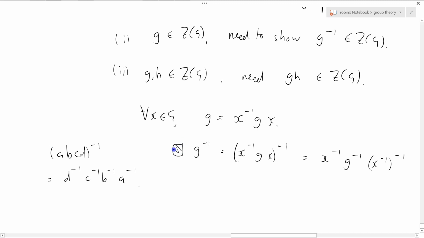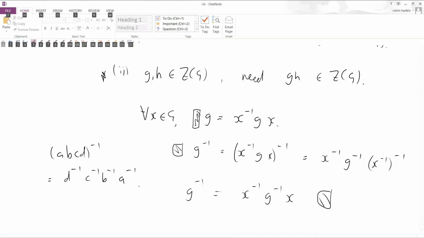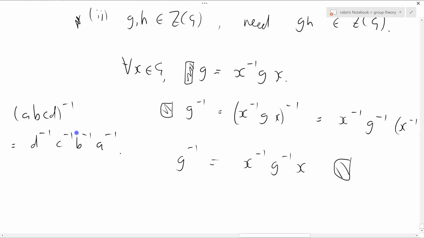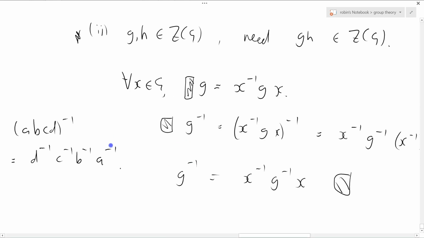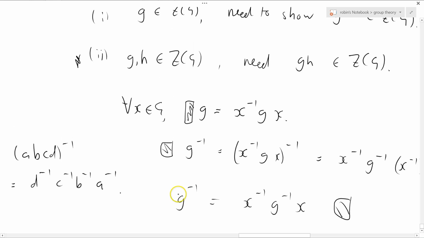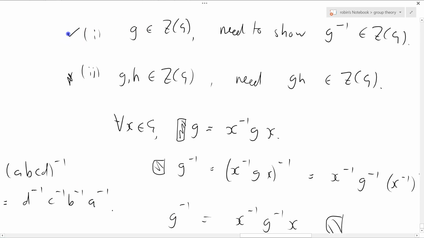So what does this show us? Well, we've started with the definition of the center of the group, and simply by taking a group inverse of that, we've ended up with g minus 1 equals x minus 1 g minus 1 x, because x minus 1 to the minus 1 is just x. Proved. So what have we done? We've proved that if g is in the center, then g minus 1 is in the center as well. We've done that one.